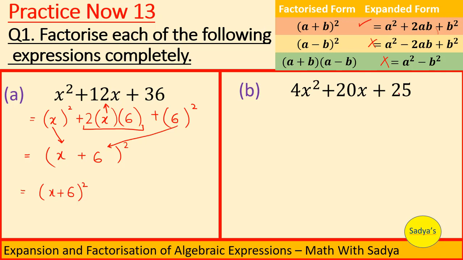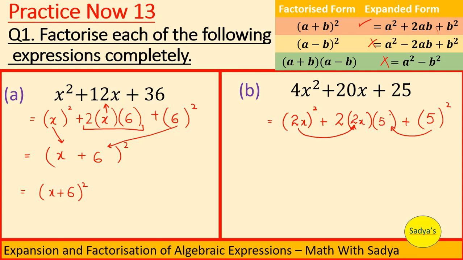Again we have three terms and all the three terms are positive. It means we will use first identity. Now let's write down the structure of first identity. It is a whole square plus 2ab plus b squared. Now which number when squared gives us 4x squared? It is 2x because square of 2 is 4 and square of x is x squared. Now move to the last term. Which number when squared gives us 25? It is 5. So write down 2x in this bracket and 5 in this bracket.